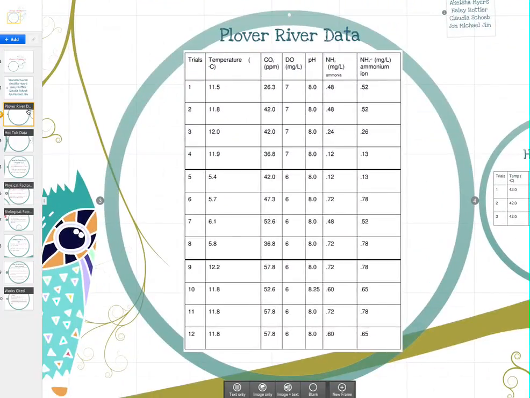This table shows the data collected at the Plover River. The first 4 trials show data collected in one area of the river, whereas trials 5 through 8 and 9 through 12 show 2 additional spots where data was collected.